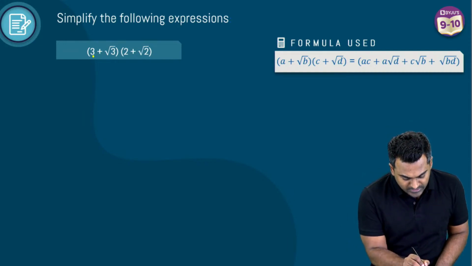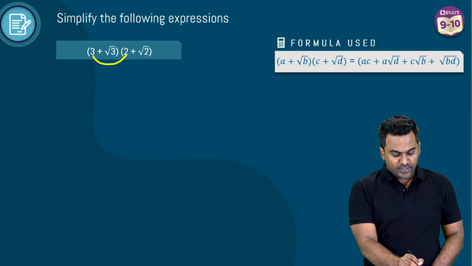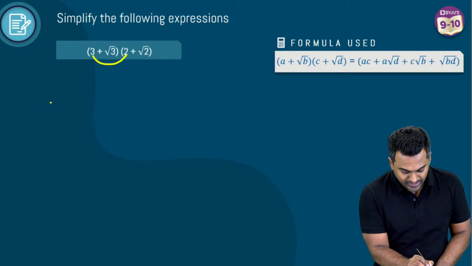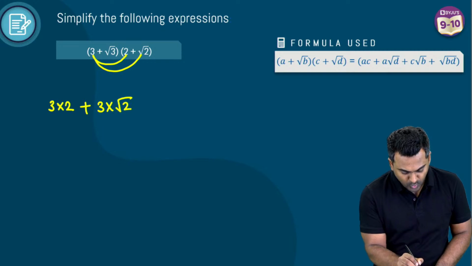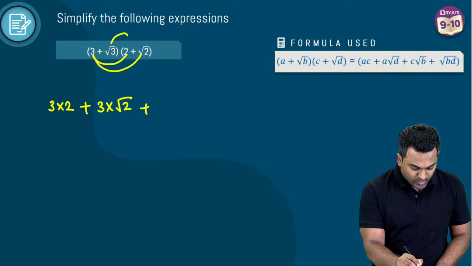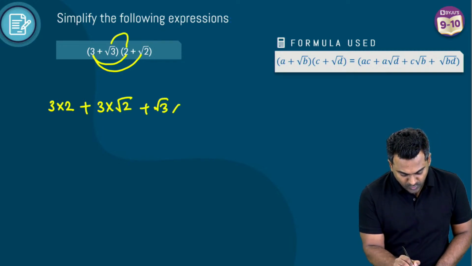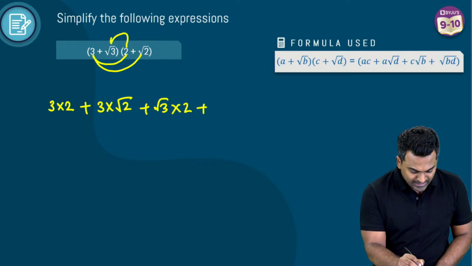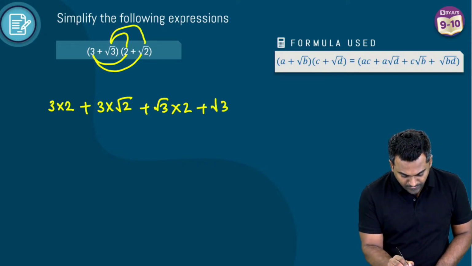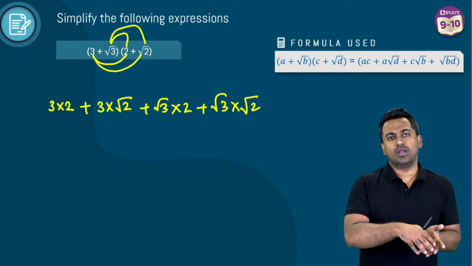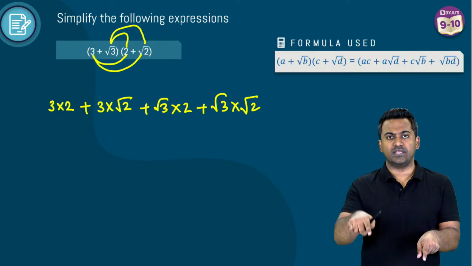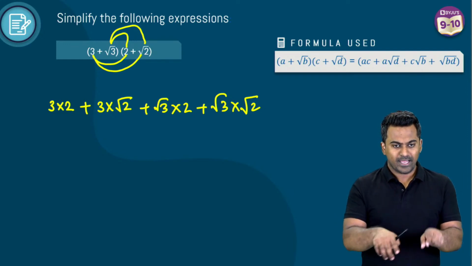What you do is, this 3, you first multiply it with this 2 and write it down here. 3 multiplied with 2. And then what is the sign here? Plus. And then this 3 will get multiplied with root 2. 3 multiplied with root 2 plus. Now this root 3 gets multiplied with 2. Root 3 gets multiplied with 2 plus last root 3 gets multiplied with root 2. So I have multiplied one term in this to all the terms in the other bracket. Okay? And then this is done.